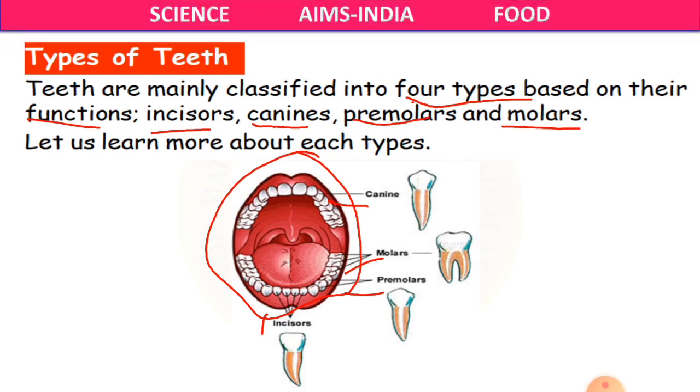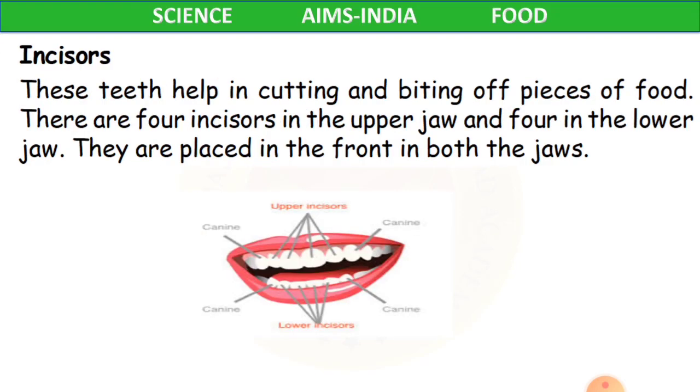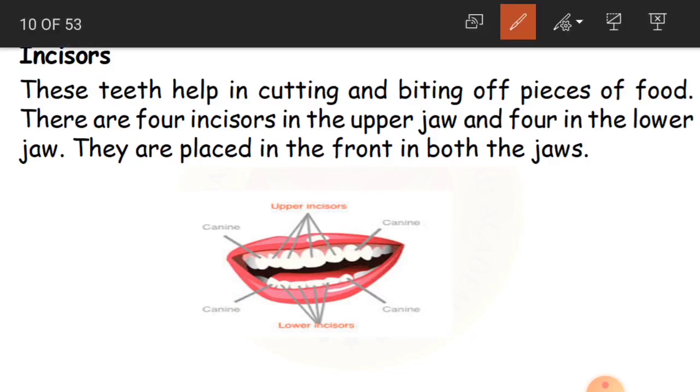Okay, children. So let us see them in detail here. What are incisors? Incisors, these teeth help in cutting and biting off pieces of food. So these teeth are very important for us for eating the food. Why? Because they help us in cutting the food. Suppose you are eating a carrot, will you just swallow the carrot as it is? No, no, we can't do that.